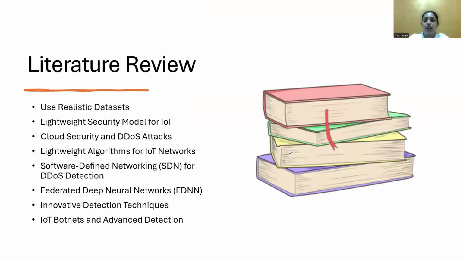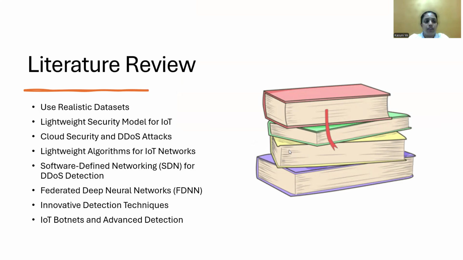Next, we will see the literature review. So, these are the literature reviews I mentioned in my review paper. I mentioned some of them. So, let's see.